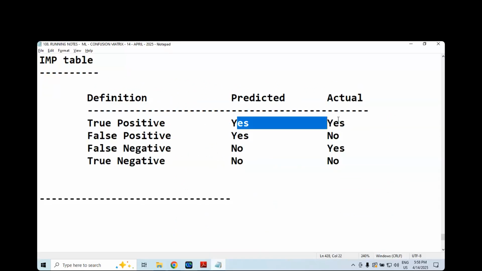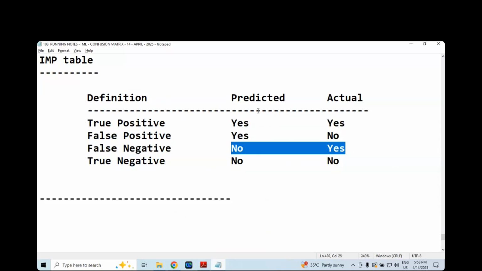True positive, yes and yes. True negative, no and no. False positive, yes and no combination. False negative, no and yes combination. Then how to remember? Simple, first remember prediction and actual. Positive, right? Yes is required. And here also positive, right? Yes is required. If you remember the P letter and Y and Y, you can easily understand.